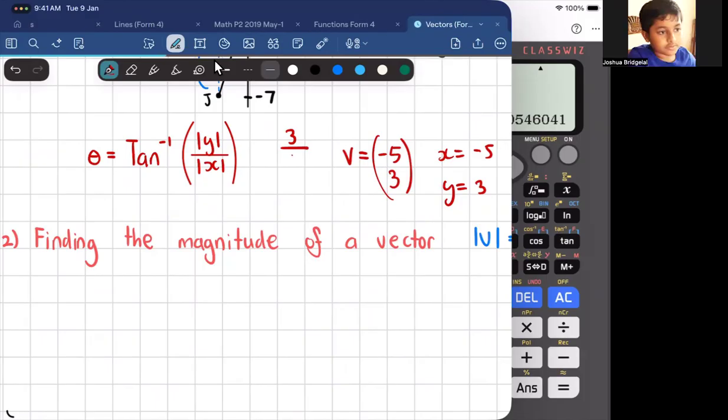What's the absolute value for x? So x was minus 5. What's the absolute value of it? No, you have to use the positive value. Absolute value means positive. So you see how we have -5? We're going to use positive 5. So this is where you find tan inverse of. On any calculator, you find tan inverse of 3 over 5.